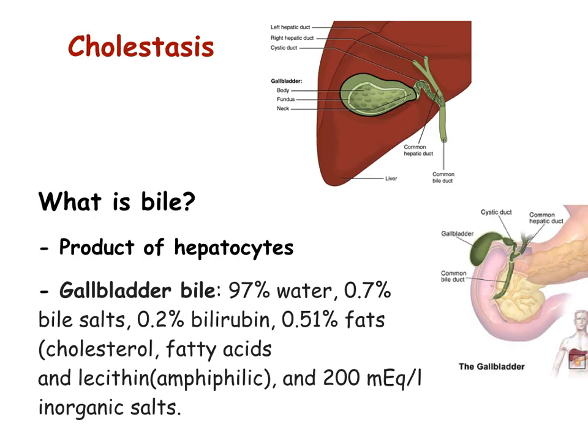So what is this obstructed bile? What is this bile? Bile is a product of hepatocytes. Gallbladder bile has 97% water. It contains 0.7% bile salts, 0.2% bilirubin. It contains fats, cholesterol, fatty acids, and lecithin, and it contains 200 milliequivalent per liter inorganic salts.